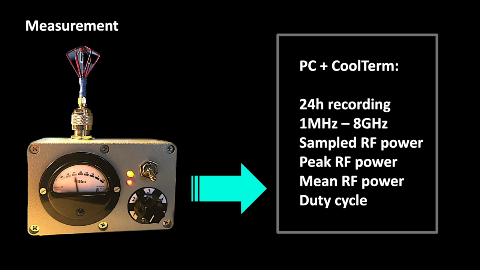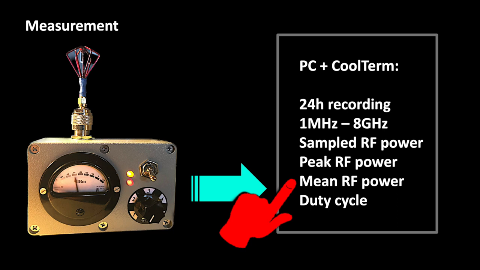I can connect the device to a PC, and by using a terminal program, I can record all the data it produces. The device measures every 25 milliseconds. But I don't have to record all this data of 24 hours, I only want a sample every 10 seconds. The device also calculates the peak RF power and the mean RF power within the 10 seconds.